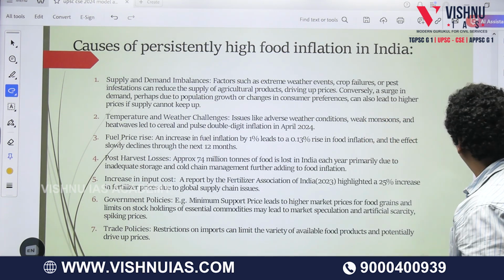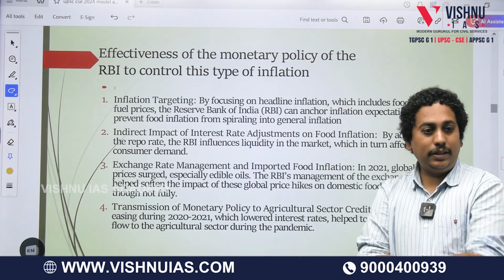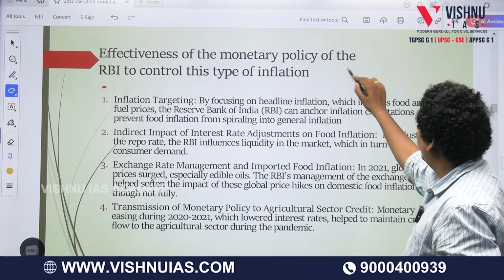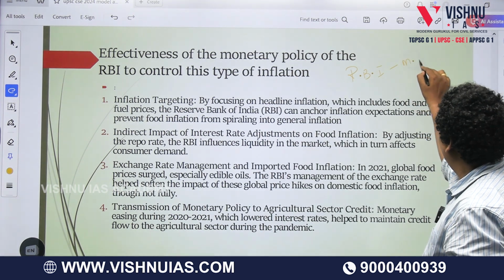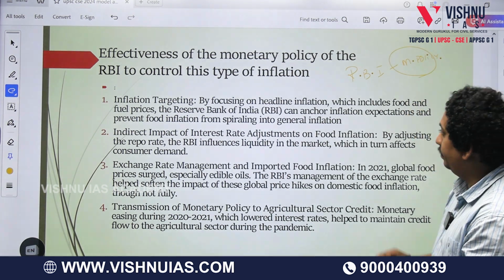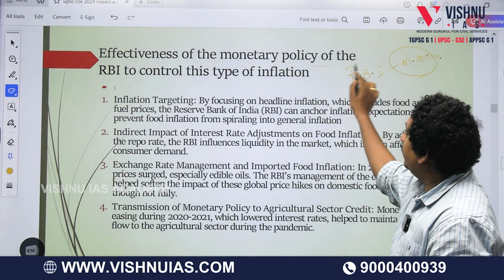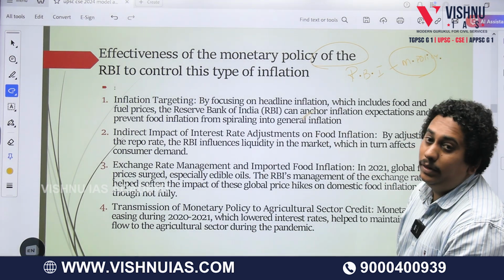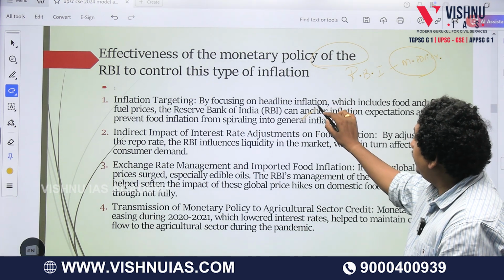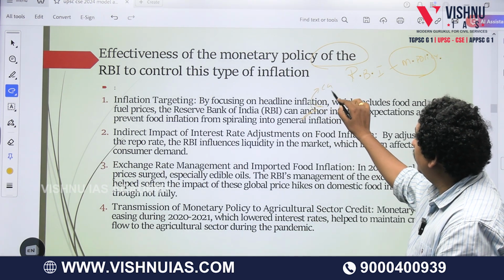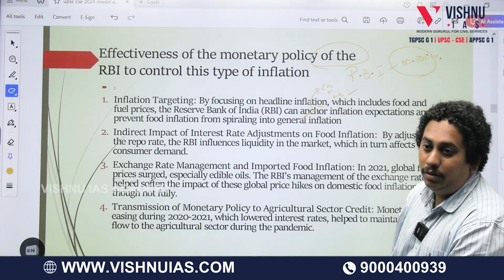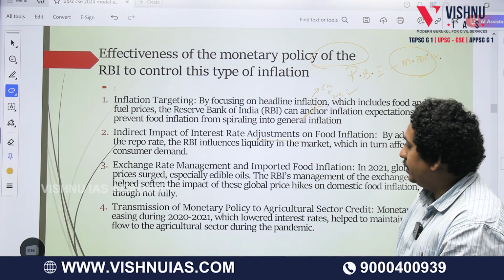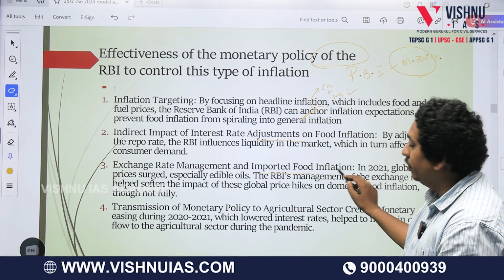Okay. Next, who will control inflation? Controlling of inflation is done by whom? RBI. Okay. What are the tools used by RBI to control inflation? RBI shall use monetary policy tools. Okay. The question is about the effectiveness of monetary policy to control this kind of inflation. Okay. Inflation targeting. Who will do the inflation targeting? Try to understand. Whenever you write about inflation targeting, you should mention central government plus RBI. The central government will do the inflation targeting in consultation with the Reserve Bank of India. Indirect impact of interest rate adjustments, exchange rate management and imported food inflation.